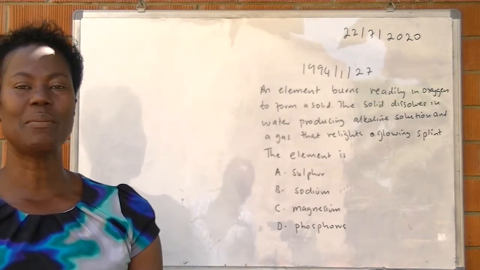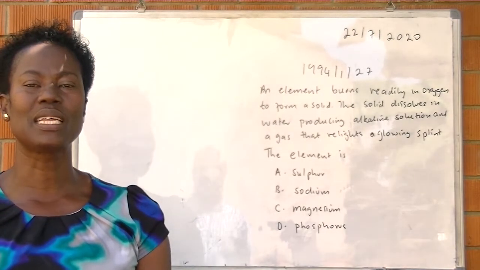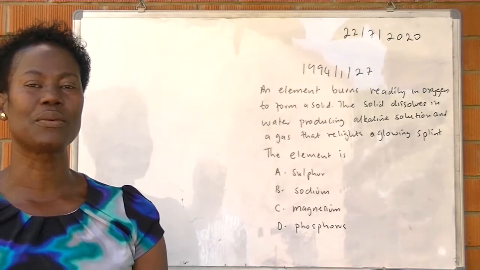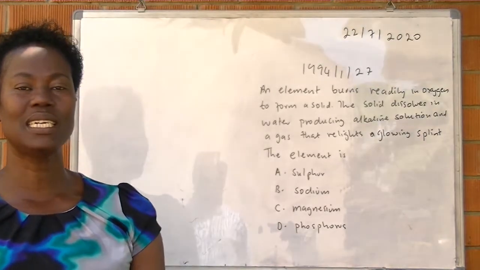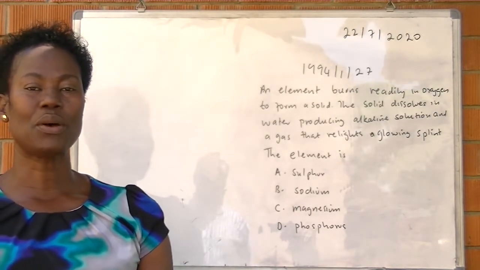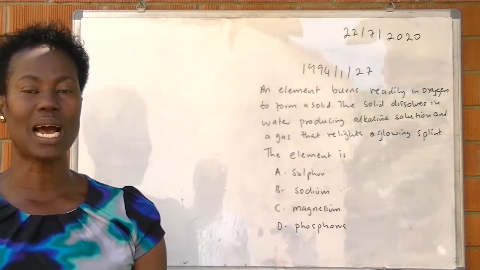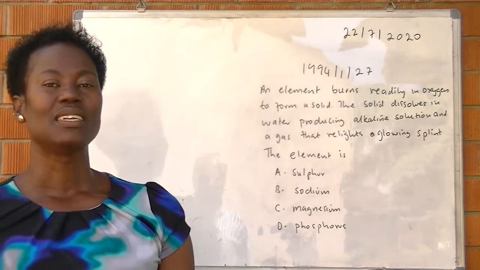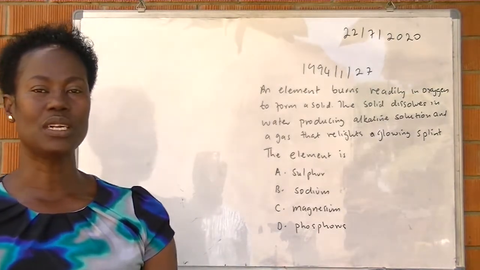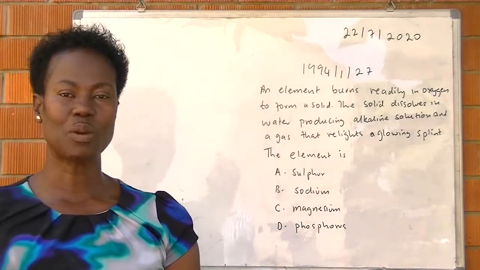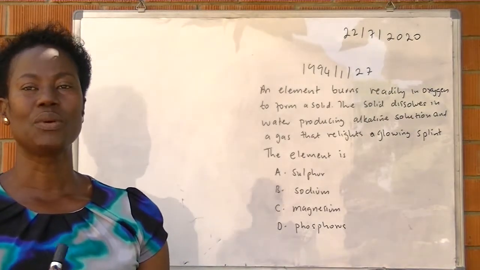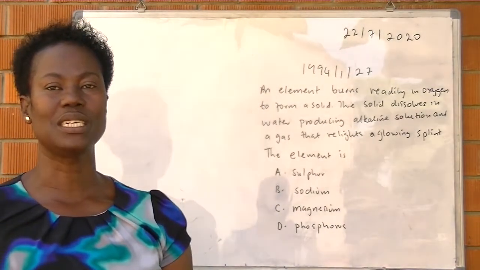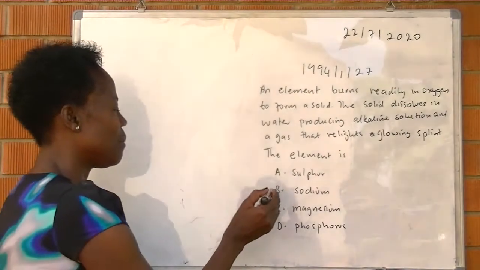When we burnt sodium in air, it burnt with a yellow flame and produced a gray solid. That solid was sodium peroxide, which dissolved in water to produce sodium hydroxide and oxygen. Sodium hydroxide solution turned red litmus paper blue, and the oxygen will relight a glowing splint. So the best answer is B.